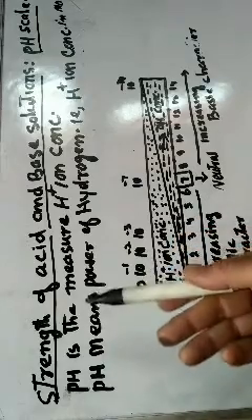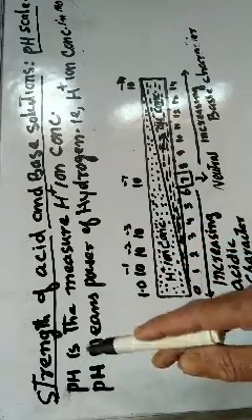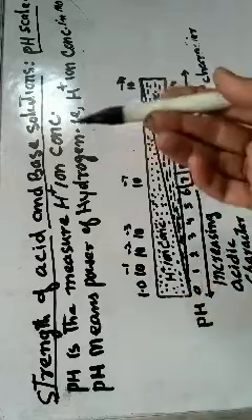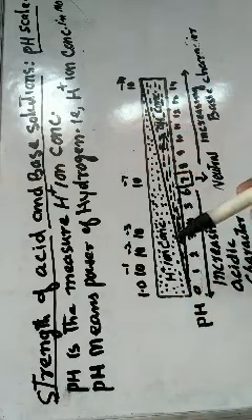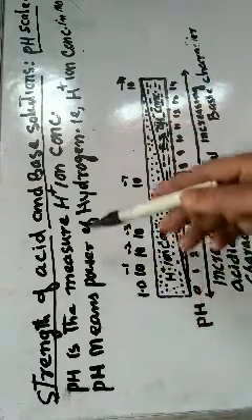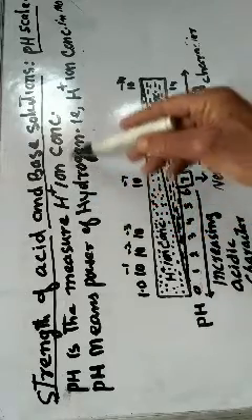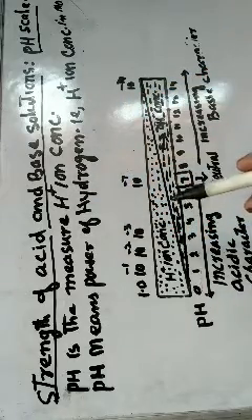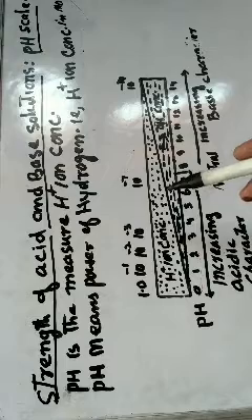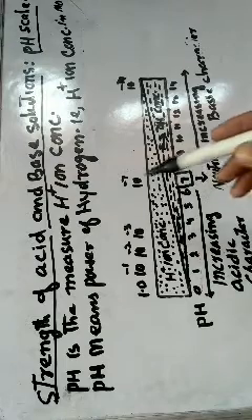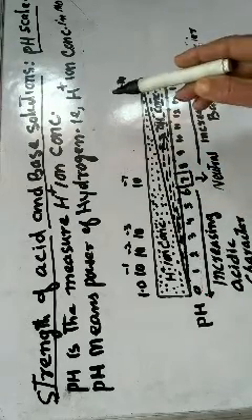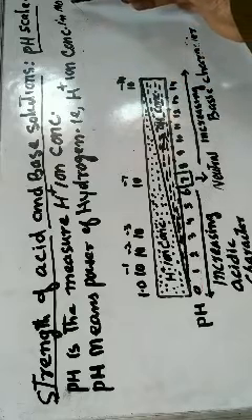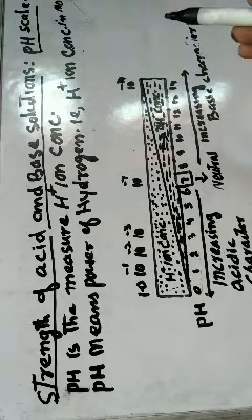P means potence, that means power, H means hydrogen. So pH means the power of hydrogen. In other words, pH is the measure of the H positive ion concentration. It shows H positive concentration in moles per liter.